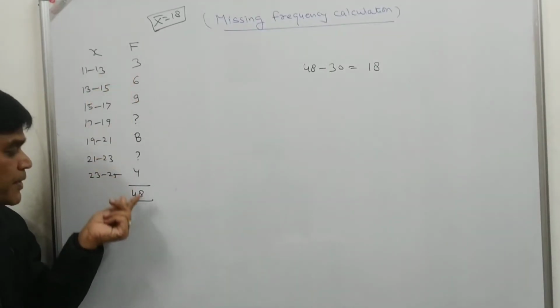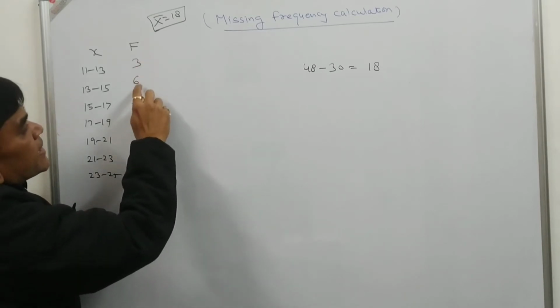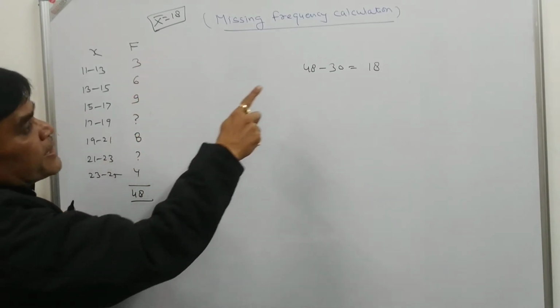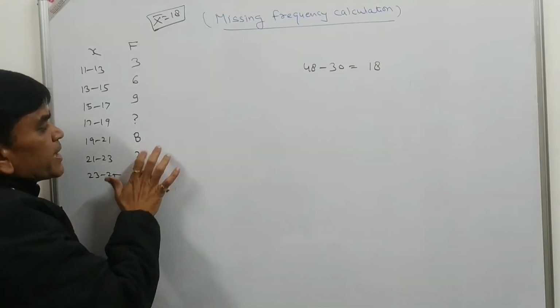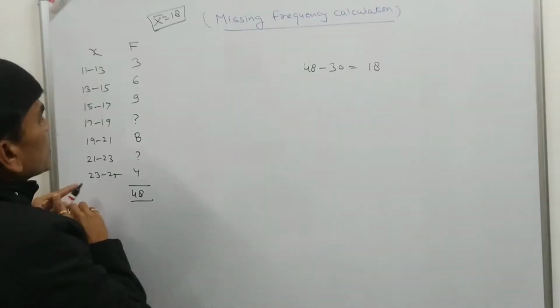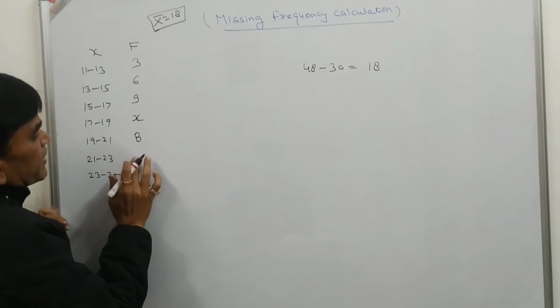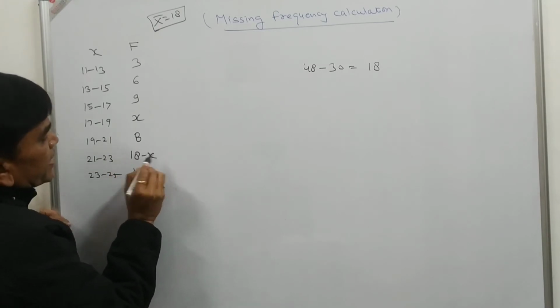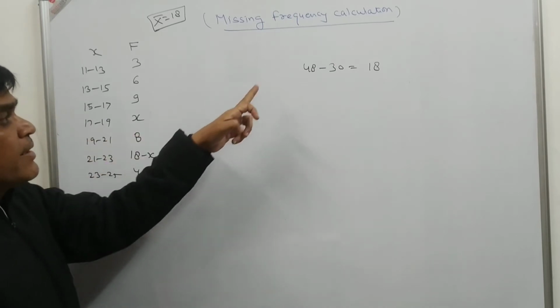Firstly, we say 48 is the total, and among this 48, 3, 6, 9, 8 and 4 add up to 30. So we have two missing frequencies, and the total of both is 18. So suppose I keep this as x, then I have to write here 18 minus x, because we know the addition of this and this is 18.